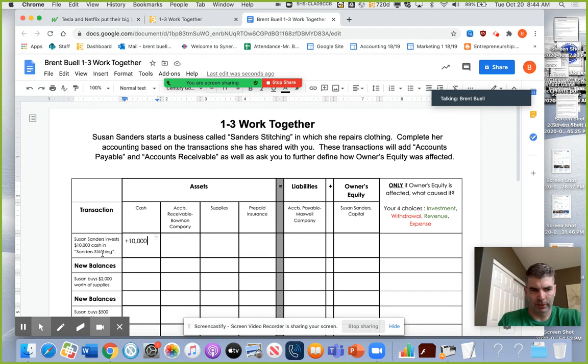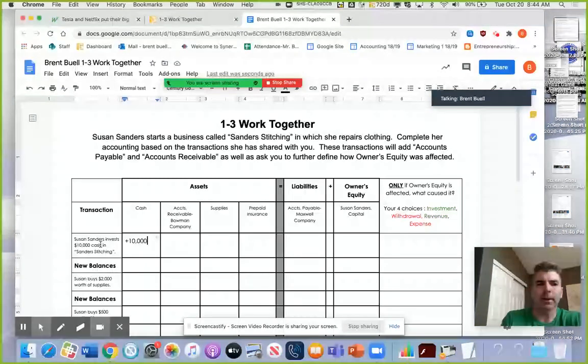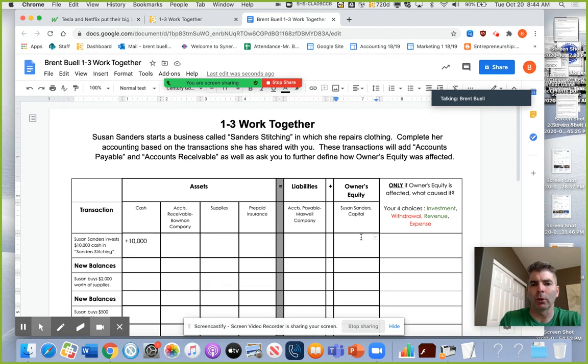You should hopefully know this one already, but because she's investing $10,000, that means her capital or her equity in the business has gone up $10,000. So it's plus 10,000 over here. And you can see I tried to do a chart today so you don't have to tab over and have all this weird spacing like that. Okay, now come over to this new column on the right.